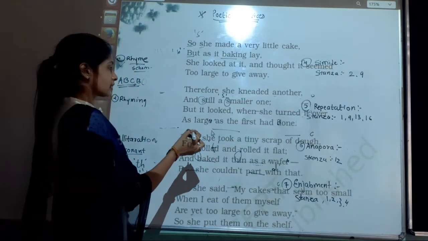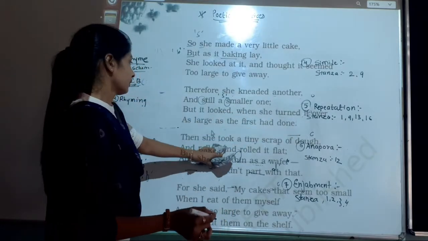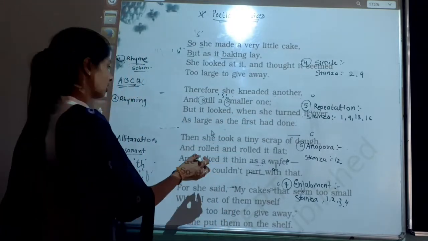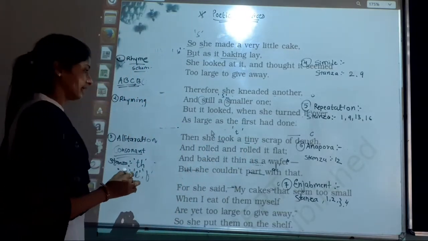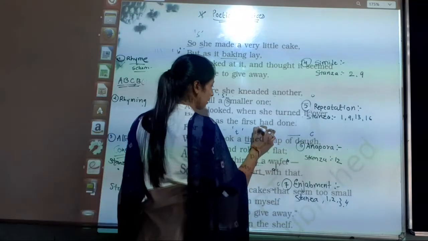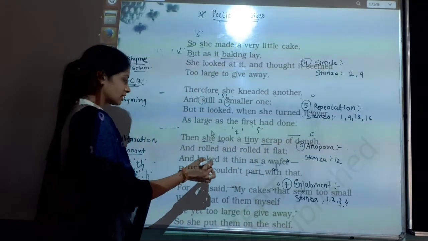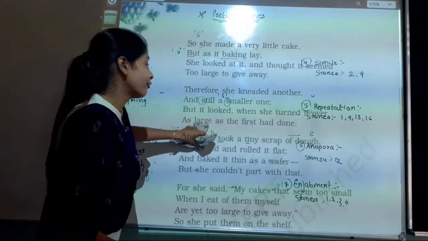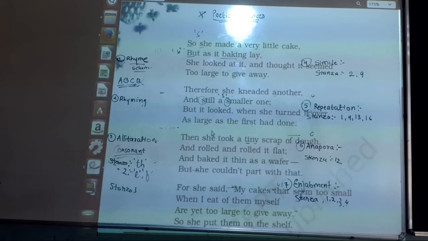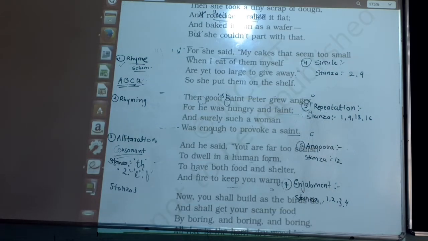Then next we'll see, it is the next example also we'll see, "took" and "tiny", T sound repeated here. "C" and "scrap", S sound repeated here, right? So here we have seen the example of alliteration, many more given in every stanza. So students, you can find these examples in every stanza as we are doing here.